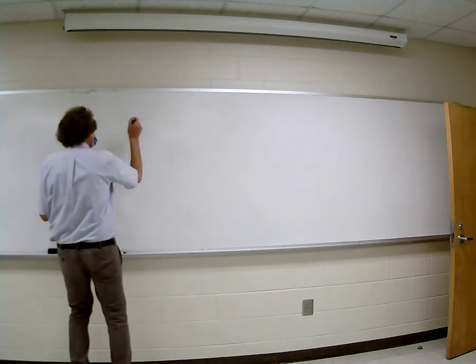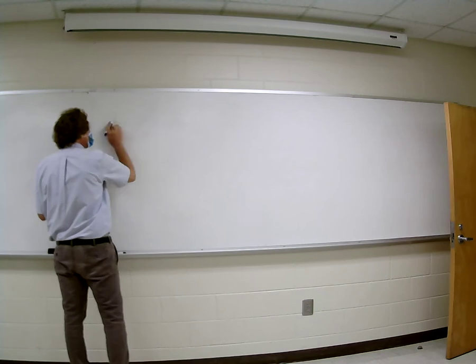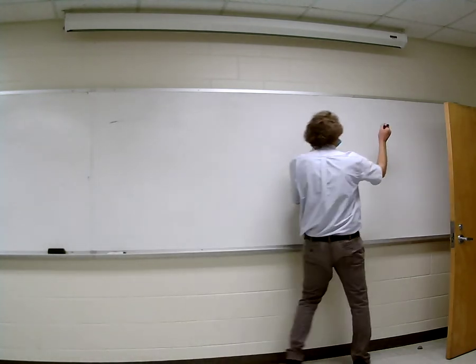All right, here's the problem. I got a load, here's my load. It's 25 minus j25, and Z naught is going to be equal to 50. All right? So here's what we got here.